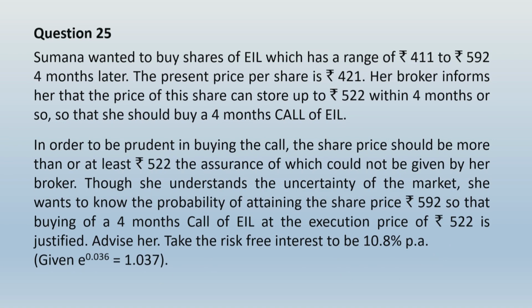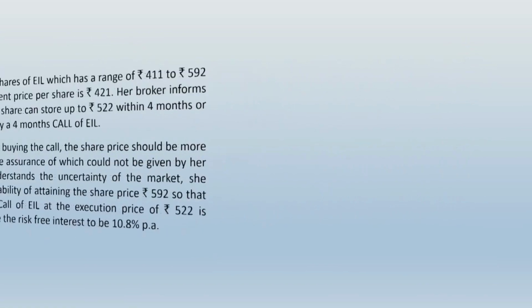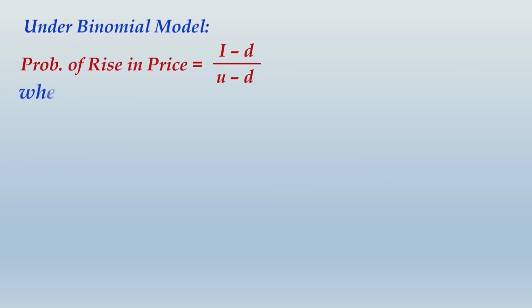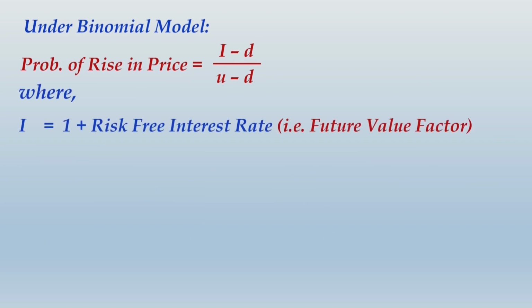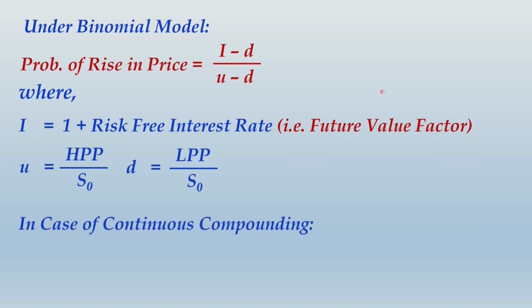In the solution, first you should write that same note that I gave you some time back and let that note be part of the solution. So in your solution, you should write: under binomial model, probability of rise in price is I minus D upon U minus D. Define all the three variables, that is I, U and D, and I have no need to explain these variables, you know them very well. In case of continuous compounding, you are going to replace this capital I with e raised to RT, that you should mention, and once you write this note, I will take you ahead and help you solve this question.